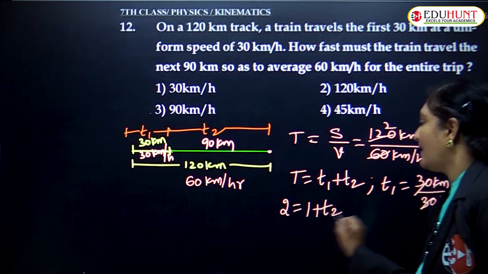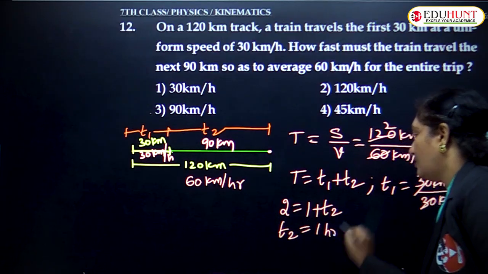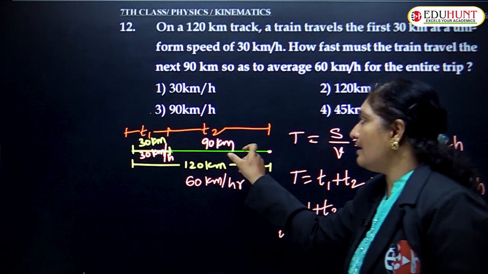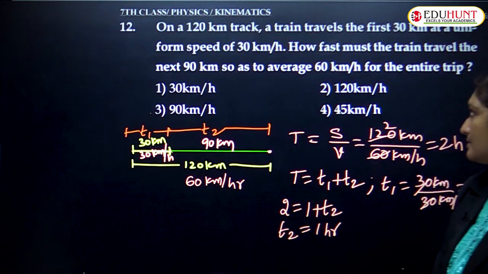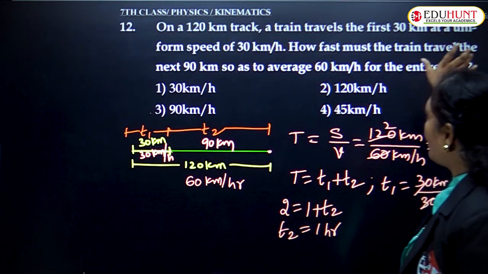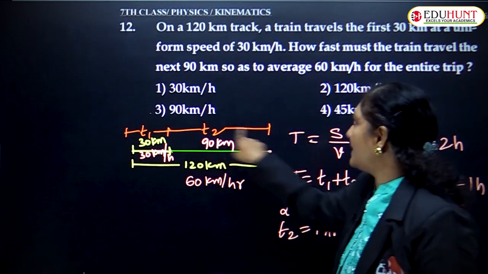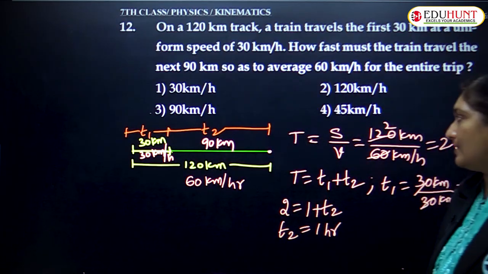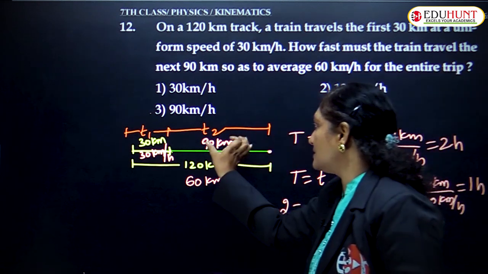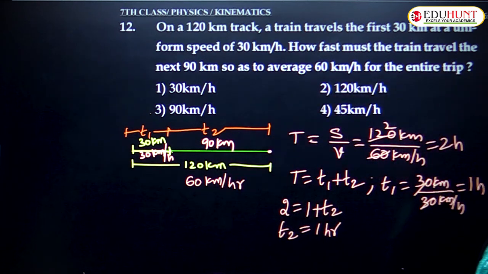So total T was 2 hours, T1 was 1 hour. So what would be the value of T2, children? T2 would be 2 minus 1, that is 1 hour. So in 1 hour, it has to travel a distance of 90 kilometers. Okay, so what was the question? How fast must the train travel the next 90 kilometers to average 60 kilometer per hour? So it has to cover this 90 kilometers within the leftover time, that is 1 hour.